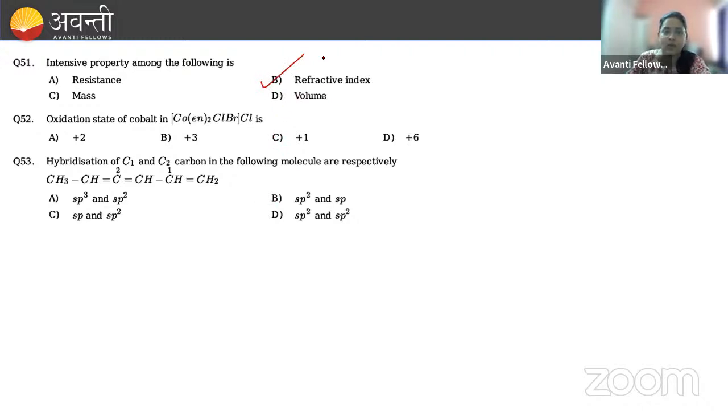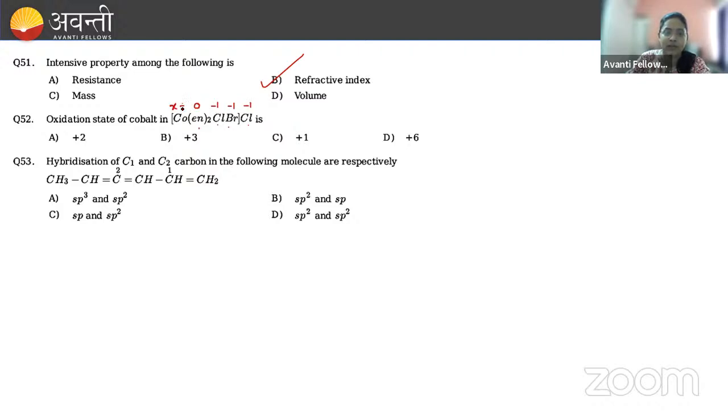Any answers? Options 1, 2, 3, 4. What is the oxidation state of cobalt in this complex? Co(en)2ClBr, Cl. Here you can see all three are negative ligands. But en, that is ethylenediamine, is a neutral ligand, so its oxidation state will be 0. Cl will be -1, Br will be -1, and Cl will be -1.